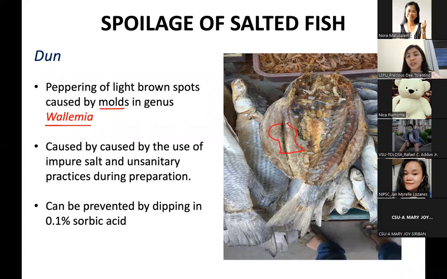Ayan, yung mga brown na yan. Ayan, oh. Nakikita nyo yan? Akala natin, ano yan, salt na parang nag-dry? No, that is already done. Mold na Wallemia. So ano yung cause? Caused by the use of impure salt and unsanitary practices during preparation. So this can be prevented by dipping the product at 0.1% sorbic acid.